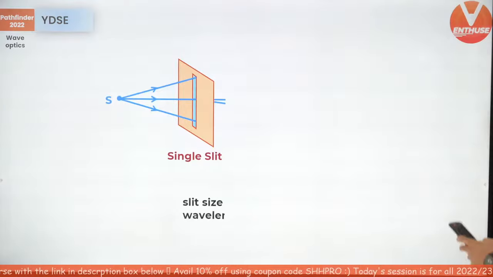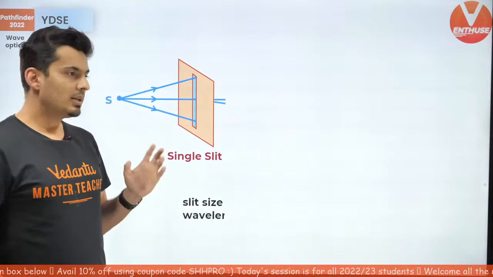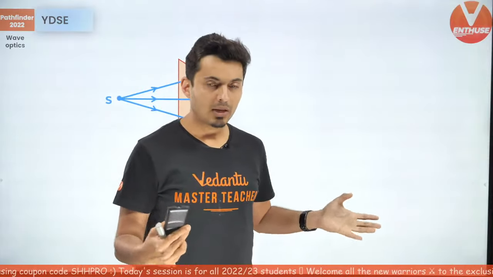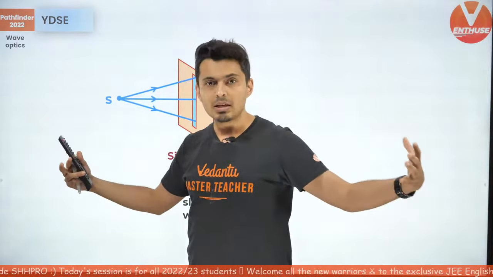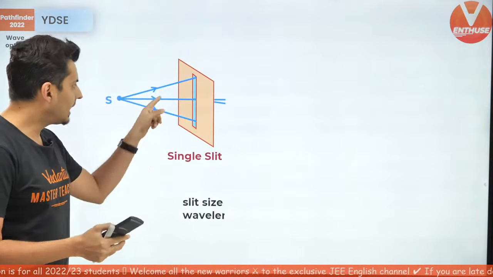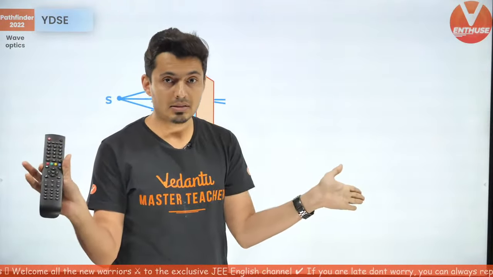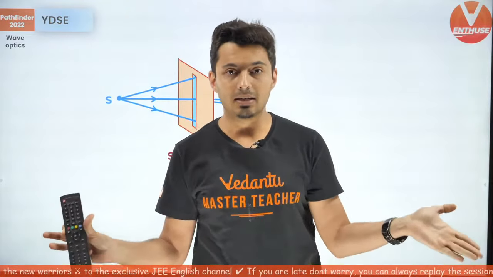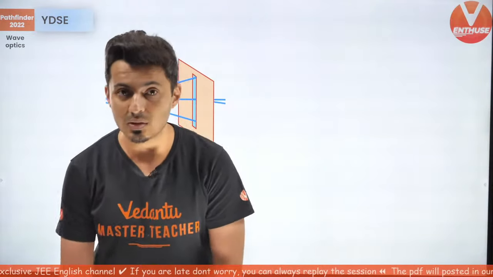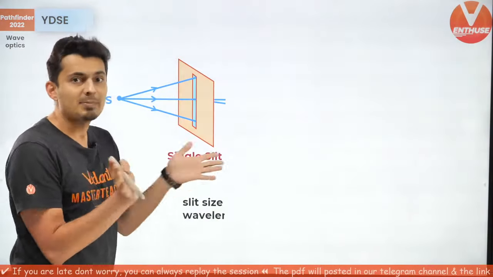Alright. Okay. Now, going ahead with the YDSE setup. See, when light travels in the form of waves, the light waves spread everywhere. When it encounters some kind of an obstruction, like a slit or some narrow opening, the light spreads. This property of light, of spreading of light, is called diffraction. What is it called? It is called diffraction. So what is diffraction? Diffraction is basically spreading of light.